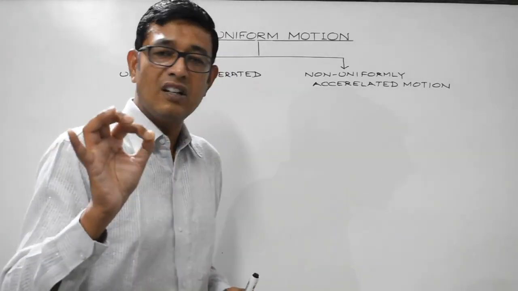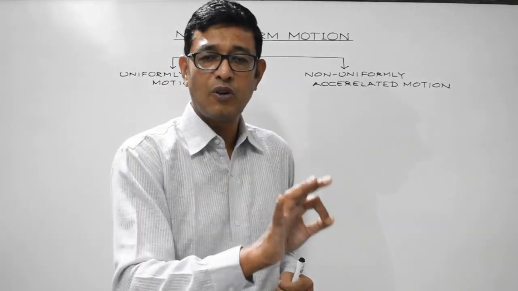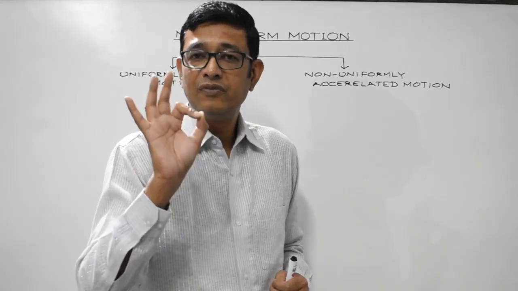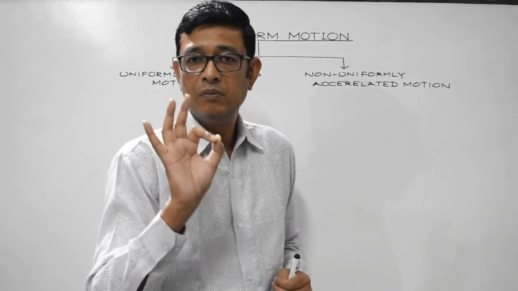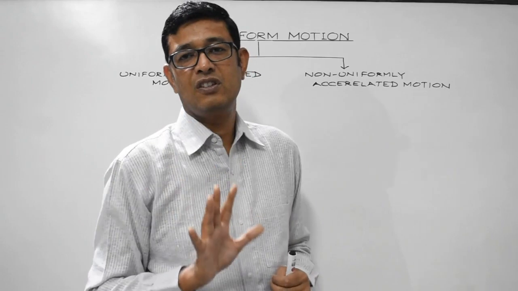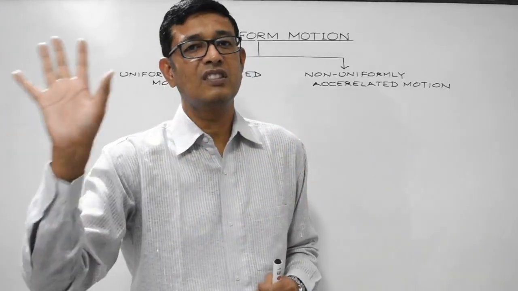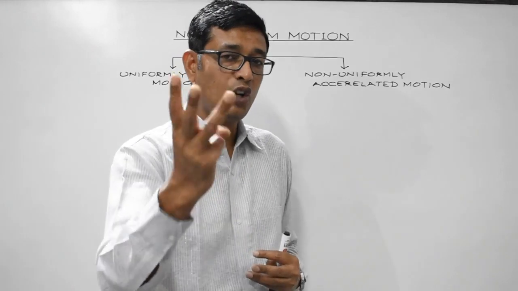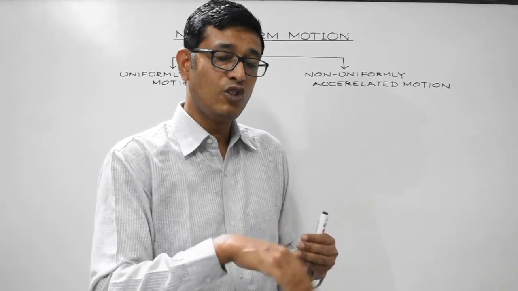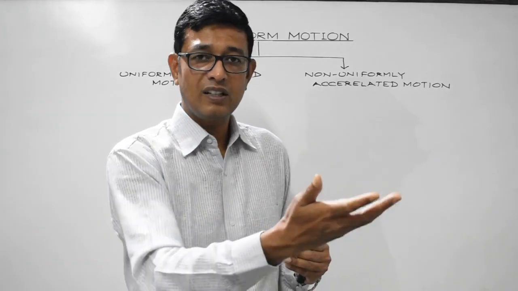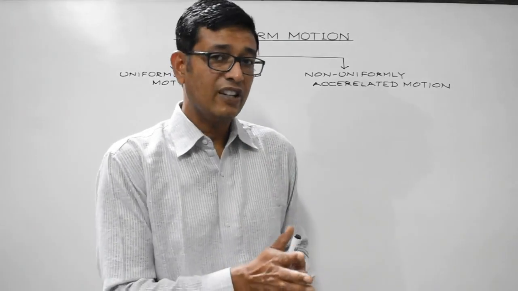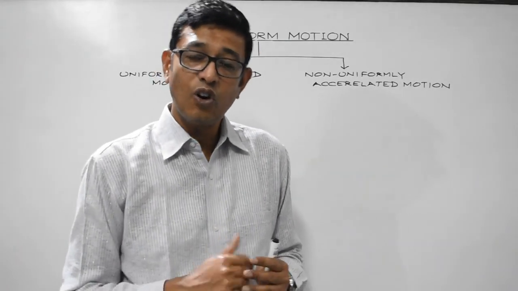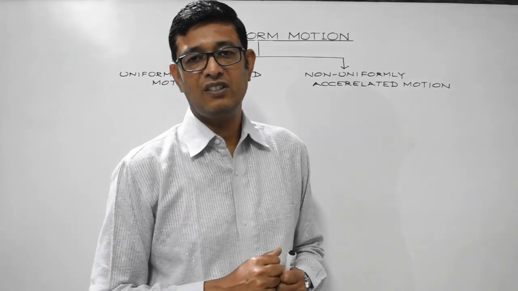So the mandatory condition for a body to be in non-uniform motion is that its velocity should always change. The velocity can't be constant. And students, to change velocity, we have three options: either the magnitude of the velocity of the body gets changed, or the direction of motion of the body is changed, or both can be changed.